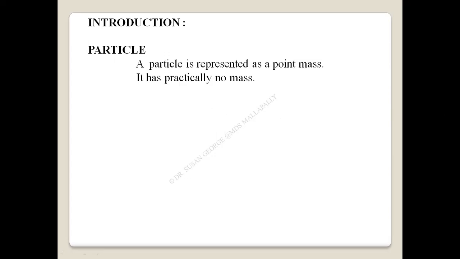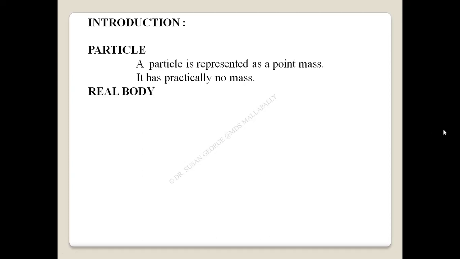First, let us define a particle. What is a particle? A particle is represented as a point mass. It practically has no mass. A point mass, there is a mass, but it cannot be measured. It is so tiny, so small that it cannot practically be measured. This is what we call a particle. So a particle is a point mass.